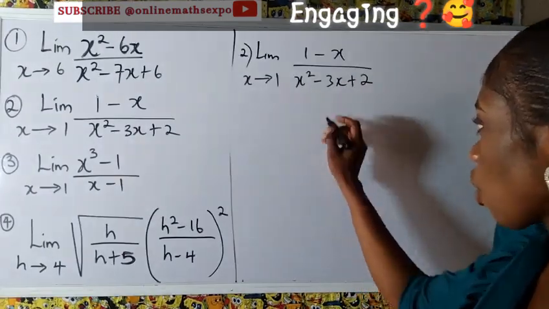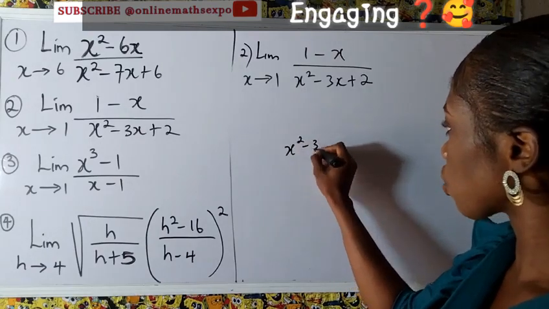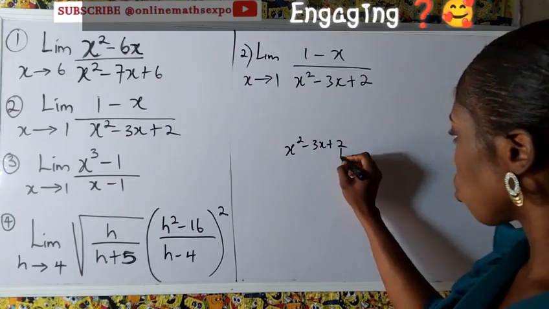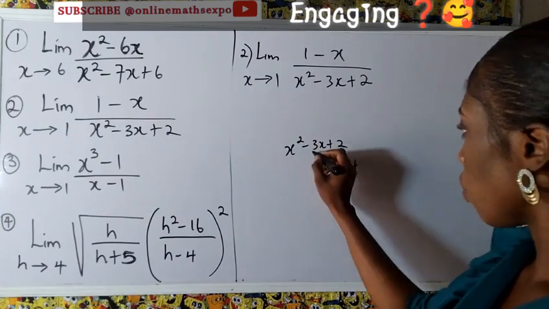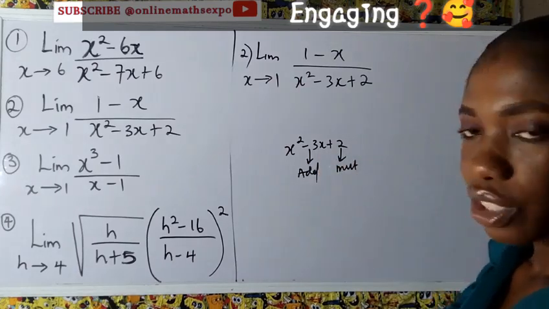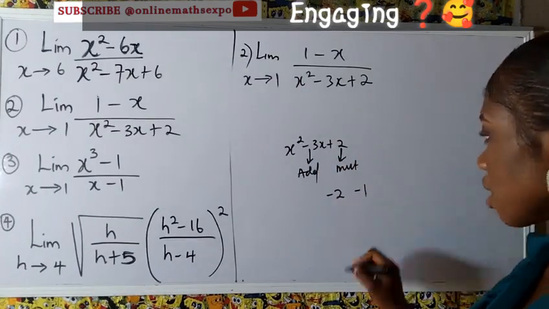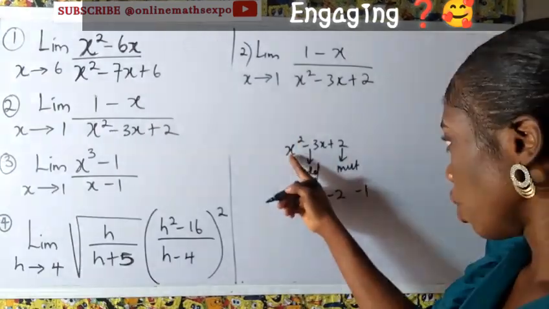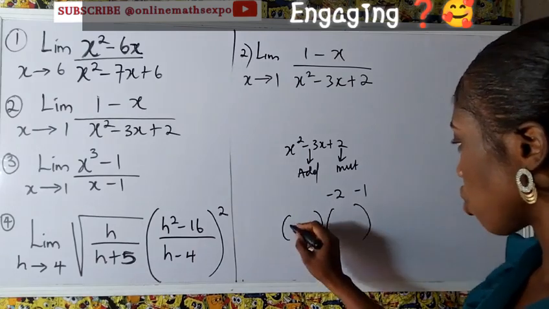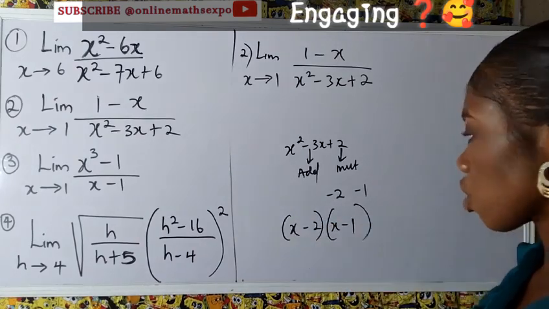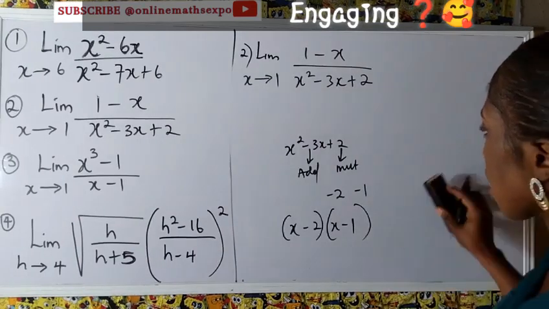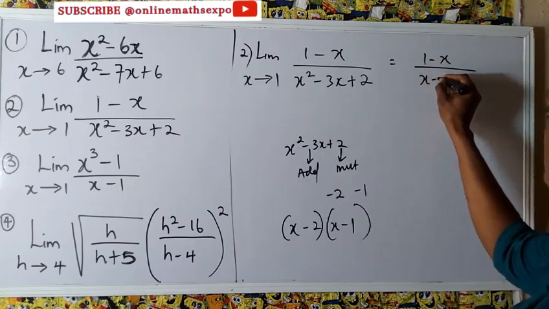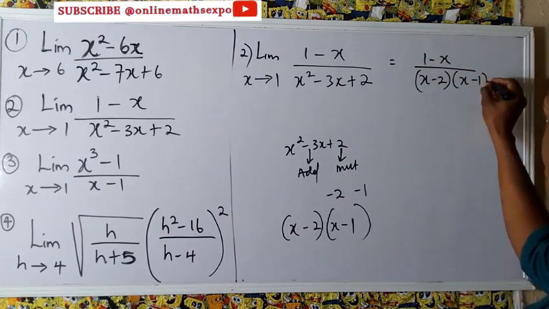For the denominator, we have x squared minus 3x plus 2. So let's factor it. We need two numbers that multiply to give 2 and add to give negative 3. The two numbers are negative 2 and negative 1. So, like we said in our first example, this gives us the limit of 1 minus x all over x minus 2 and x minus 1.